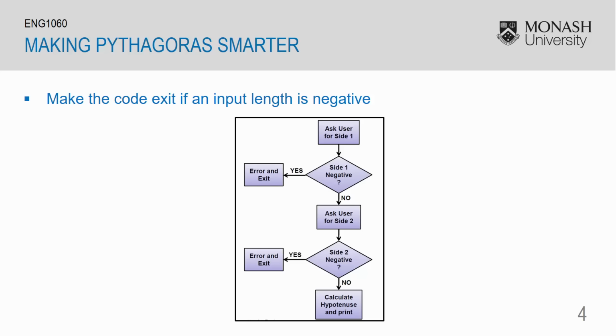Here is a flowchart showing the process. We have the input command, which prompts the user for an input length. It then checks whether the length is negative. If it is negative, it will exit the code. If not, it will then run the following command, which prompts the user for a second length. It then checks whether this length is negative. Again, if it is negative, it will error and exit. If not, it can then calculate the hypotenuse and print out the result.